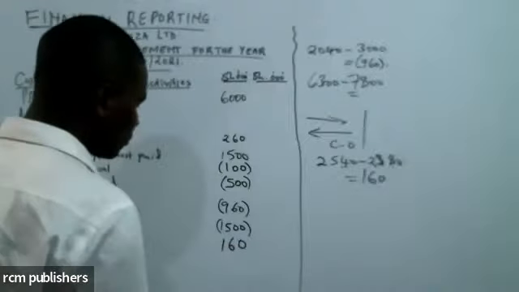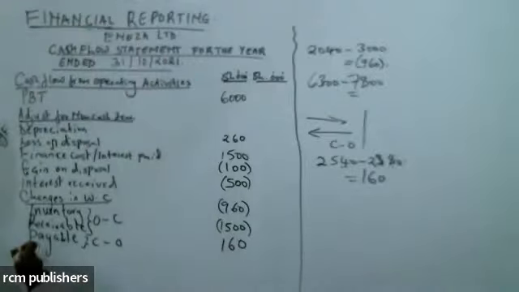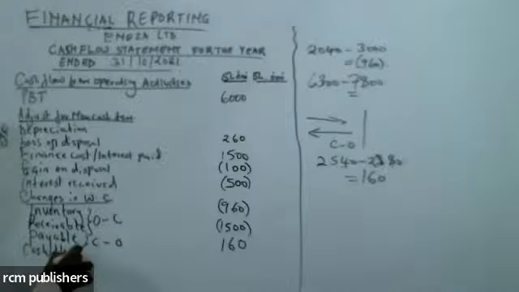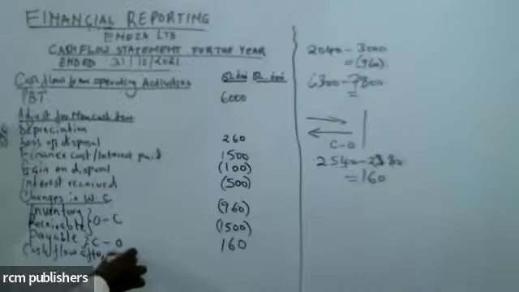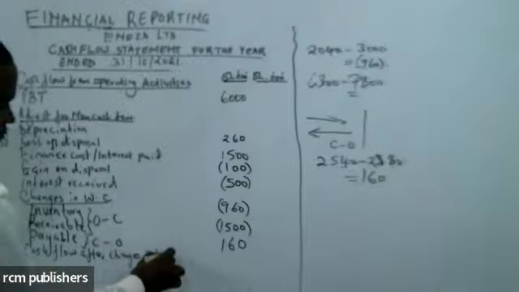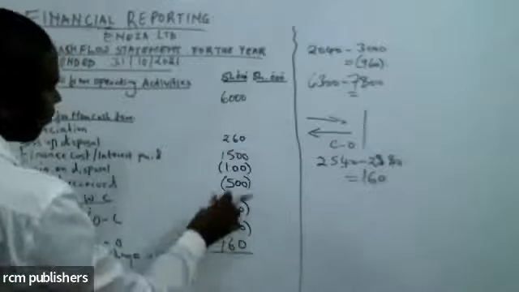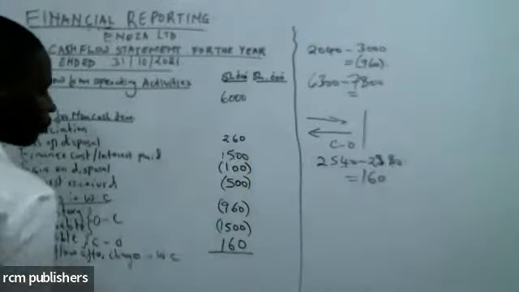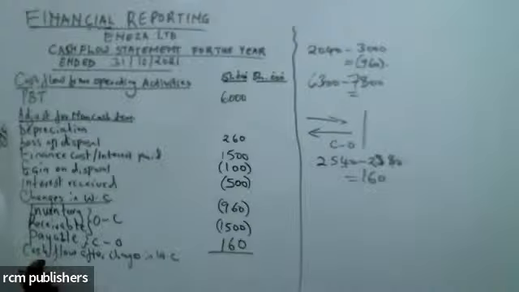Class, once you're done with that, now we shall have cash flow after changes in working capital. So you can add them, but remember there's an item that we don't have here. So we just proceed to the next part. We less tax paid. I want you to be keen here, and then the interest paid.